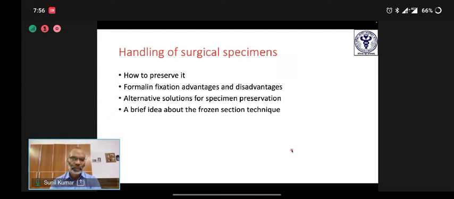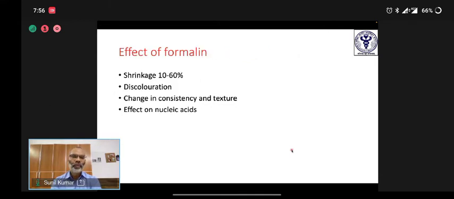So you have to be clear about how to handle a frozen section specimen and how to handle a permanent specimen, and what is called FFPE, formalin fixed paraffin embedded specimen. That's the correct way to express that for permanent fixation. So what does formalin do to the specimen?